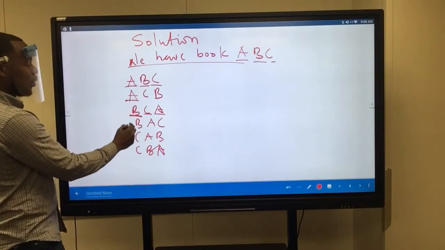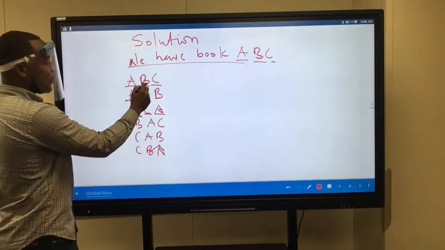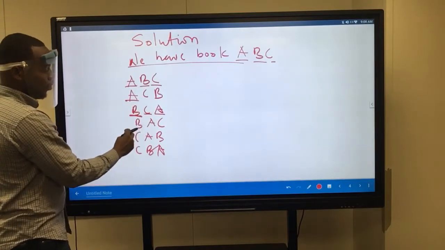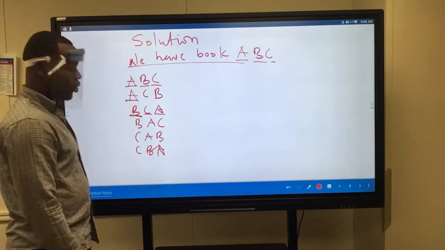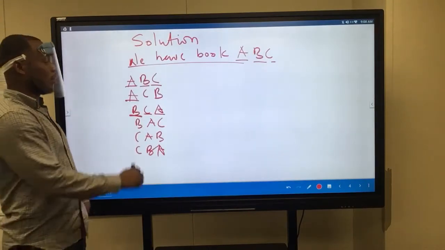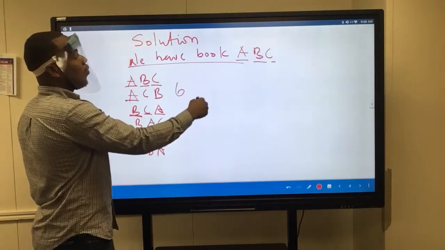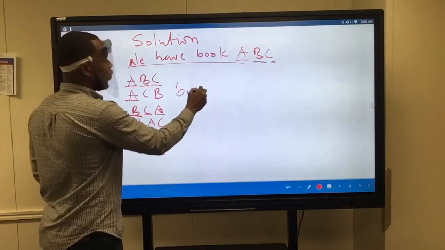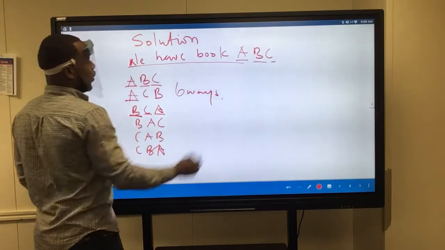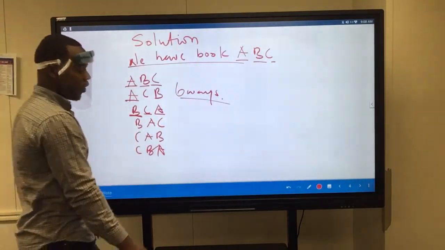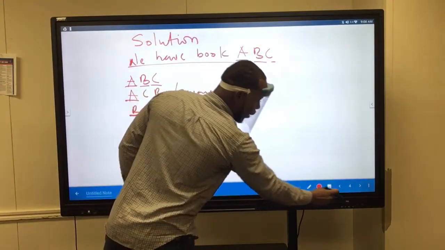So we can do this arrangement in the form ABC, ACB, BCA, BAC, CAB, and then CBA. So there are 6 different ways of arranging 3 books on a shelf. Six ways, that's manually. Look at the combinations we did over here. We are taking all of them at a time.